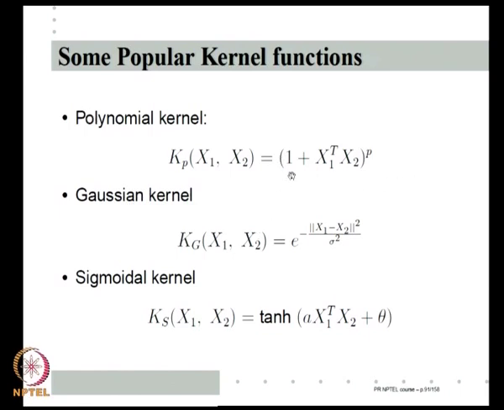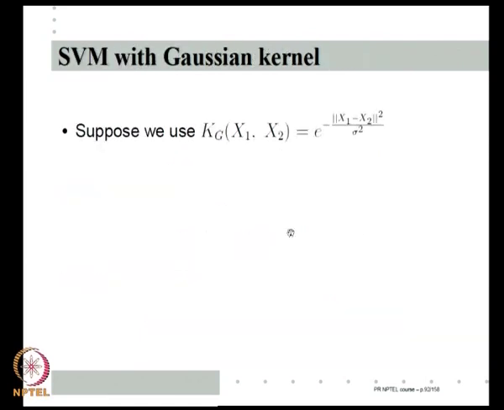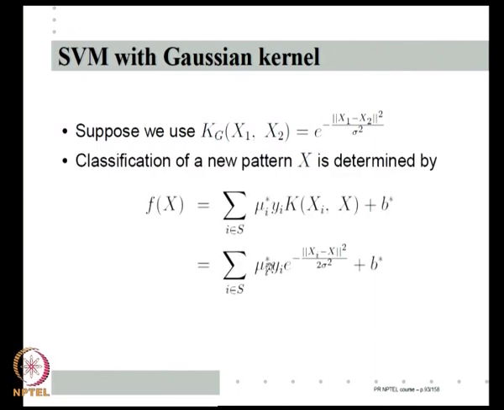These two are already shown to be kernels. This one I haven't, but similarly it can be shown to be a kernel function. Let us take a look at what some of the kernels mean. Suppose we use the Gaussian kernel. What will be my final classification of a new pattern after learning? f(x) is the sum of mu_i star y_i K(x_i, x) plus b star. That is what I will calculate, as we have already seen.